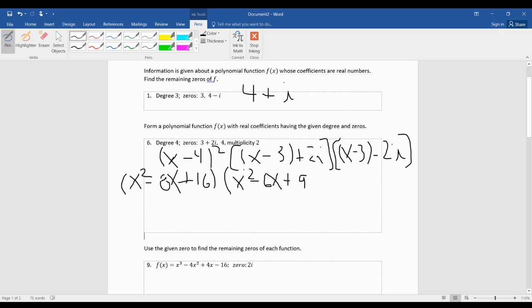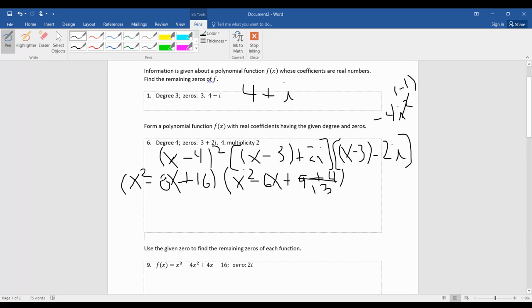But we have one more part. We have the 2i times 2i. So 2 times 2 is 4. Negative times positive gives you negative 4i squared. But we know that i squared is negative 1. So negative 4 times negative 1 is plus 4. So this actually is 13. And then we multiply everything out.